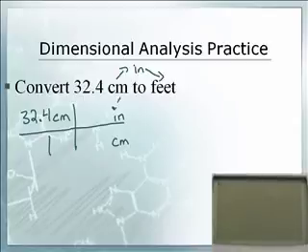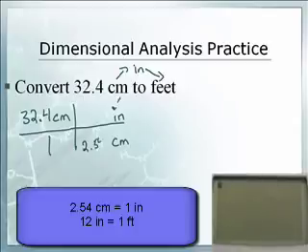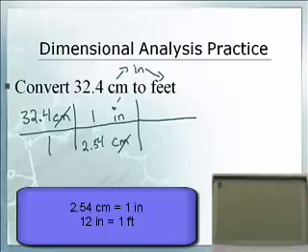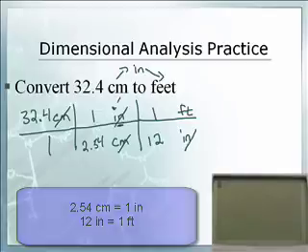I know that there are 2.54 centimeters in 1 inch, or you get that from the table. I happen to have it memorized. And now I can make another railroad track fraction. I see inches are here on the top, so I'm going to put inches on the bottom, and I'm going to put feet on the top. There are, of course, 12 inches in 1 foot. Now my inches cancel, and I'm left with feet.